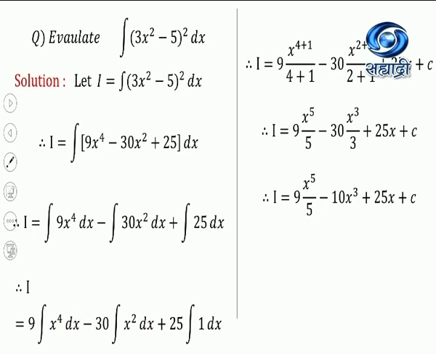For these two terms, we have used the formula for x raised to n, and we know that integration of 1 is x. So it will be 25x. Okay. So now it becomes 9x raised to 5 upon 5 minus 30x cube upon 3 plus 25x plus c. And finally the answer is 9 upon 5 x raised to 5 minus 10x cube plus 25x plus c.